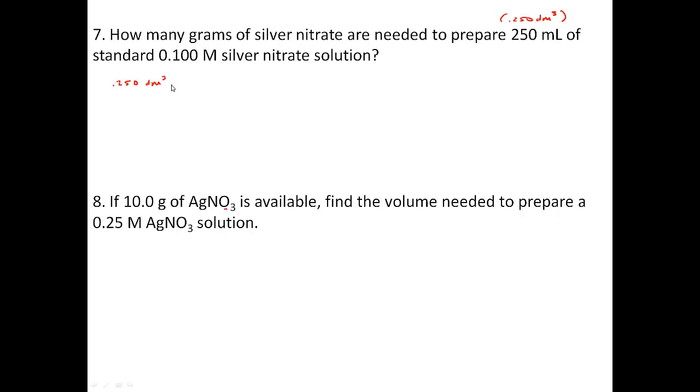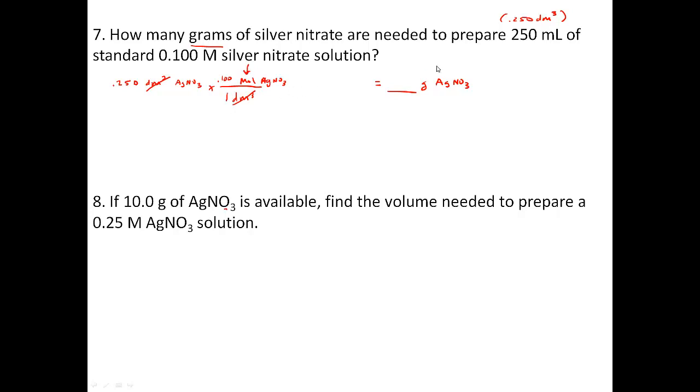Now, this is silver nitrate. I'm trying to find, go over here to the right side, draw an equal sign, and figure out what we're trying to find. We're trying to find grams of silver nitrate. So how do we get from the left side to the right side? Well, you've got a conversion factor. This conversion factor is your concentration. You know that the concentration in moles per decimeter cubed is 0.100 of silver nitrate. If you multiply these two values, decimeter cubed is going to cancel and you're going to be left with moles.